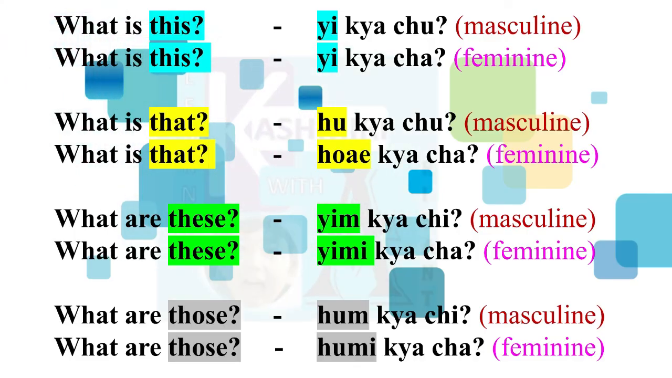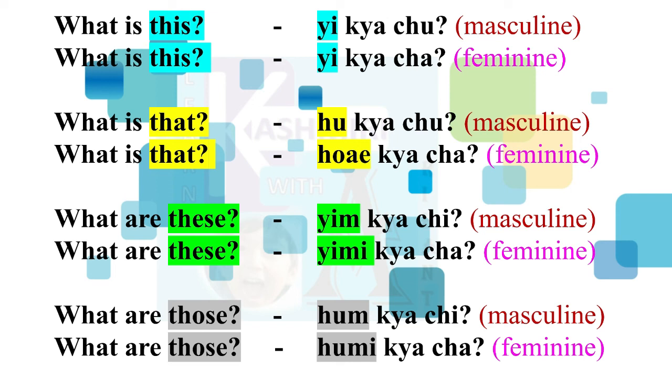Let's do a quick recap. What is this for masculine is ये क्या छु? What is this for feminine is ye kya chhe. What is that for masculine is hu kya chu. And for feminine it is ha kya chhe.